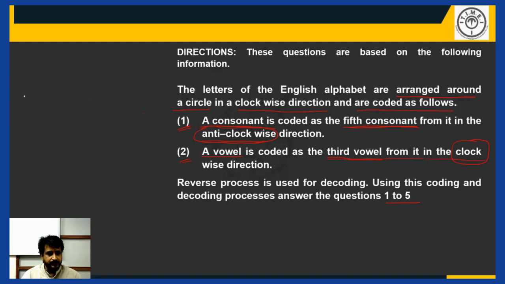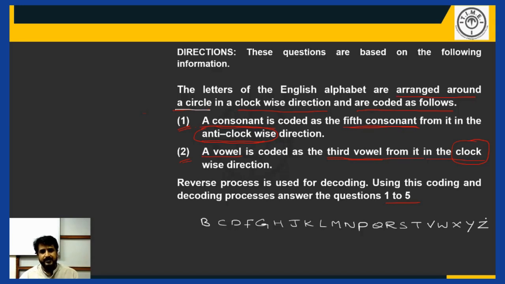Just we'll write the consonants first. Though they mention it is in a circular form, it is not required. Let us write in the linear form. Consonants start from B: B, C, D, F, G, H, J, K, L, M, N, P, Q, R, S, T, V, W, X, Y, Z. These are the consonants from A to Z. We skip the vowels.